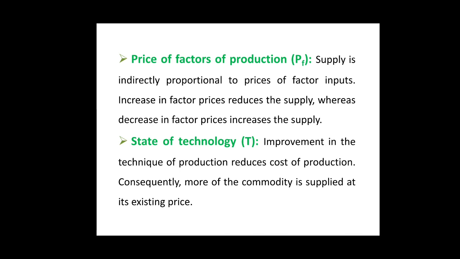Now coming to another important factor, which is state of technology. Students, the state of technology has an important bearing on the supply of a commodity. Improvement in technology, that is, a better and advanced technology, enables more efficient production of goods and services, thus reducing the costs and increasing the profit level of producers. As a result, supply is increased, which leads to rightward shift in supply curve.